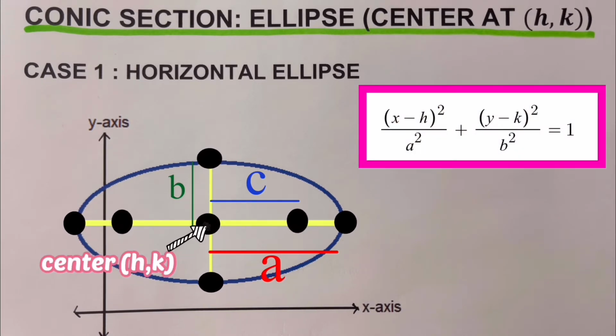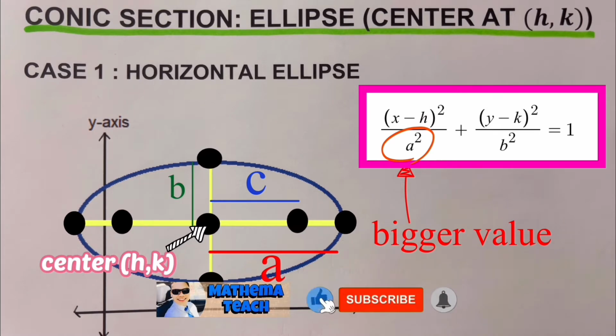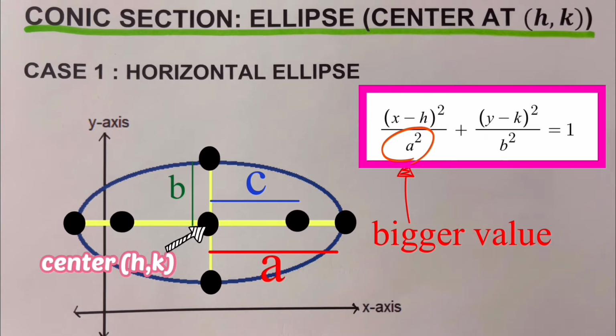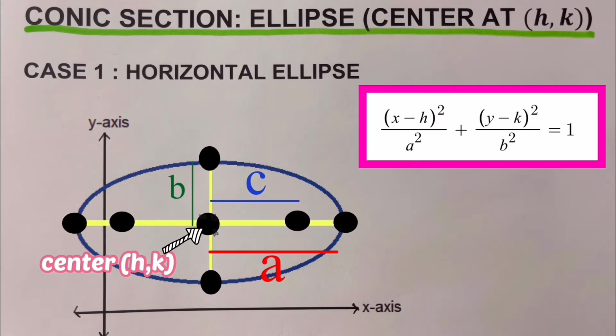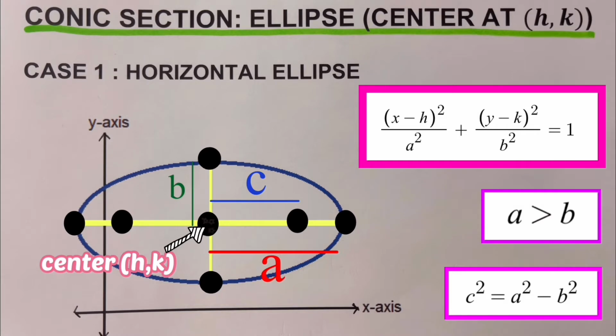We also remember that the formula for a horizontal ellipse is (x − h)² over a² plus (y − k)² over b² equals 1. Now, please notice that the value of a is under the quantity (x − h)². The reason for this is because it is a horizontal ellipse. Horizontal means left and right, so the a will be under the x. Now, we also remember that the value for a is always greater than b. And the equation that relates a, b, and c is c² equals a² minus b².